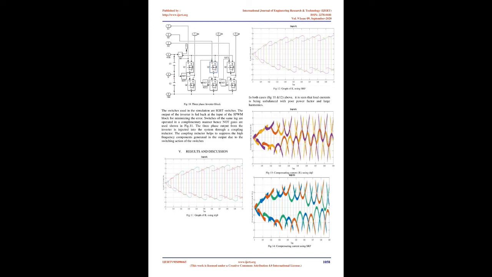Hysteresis band current controller. The current ramps between two limits, where the upper hysteresis limit is the sum of the reference current and the maximum error, or the difference between the upper limit and the reference current, and the lower hysteresis limit is the subtraction of the minimum error from the reference current.